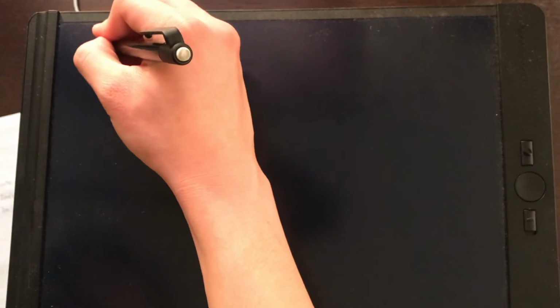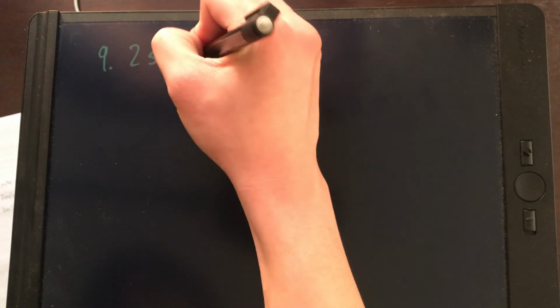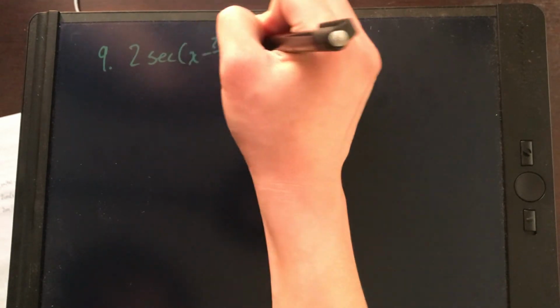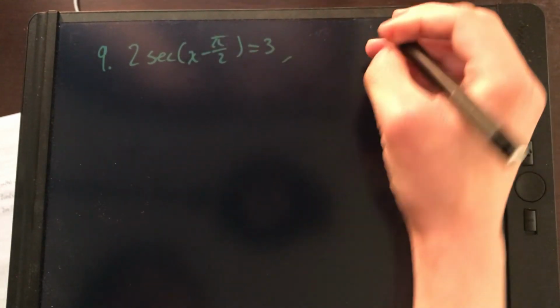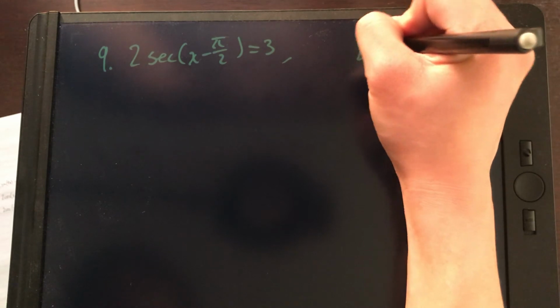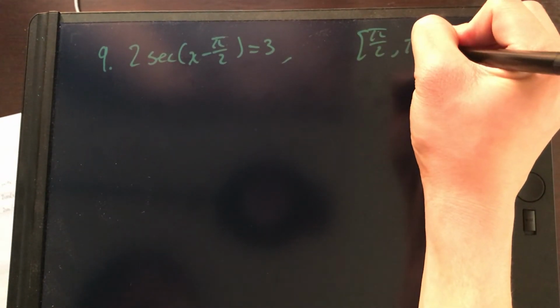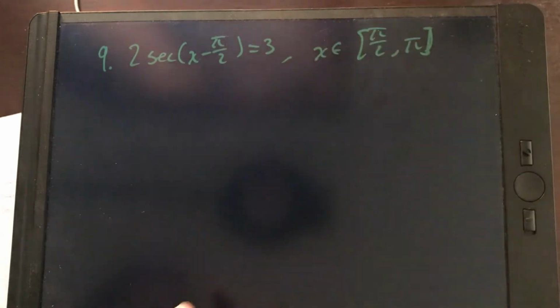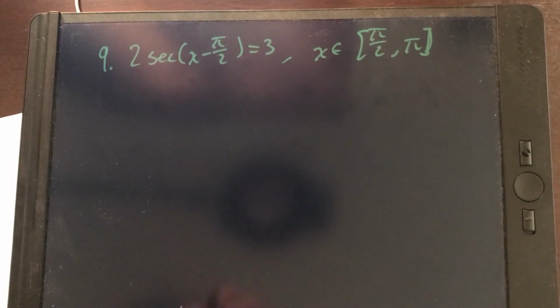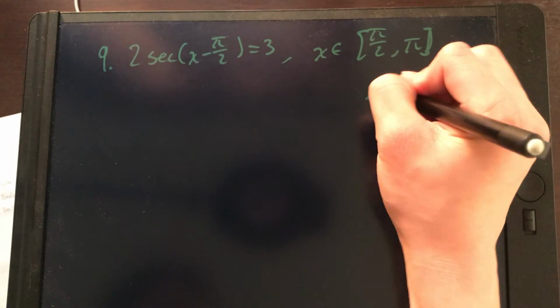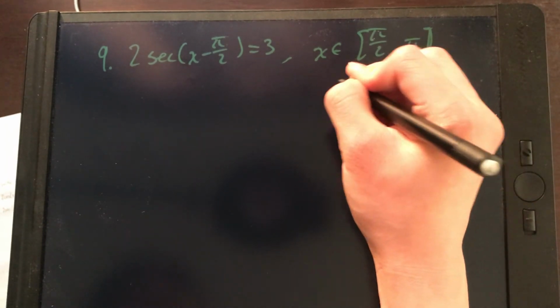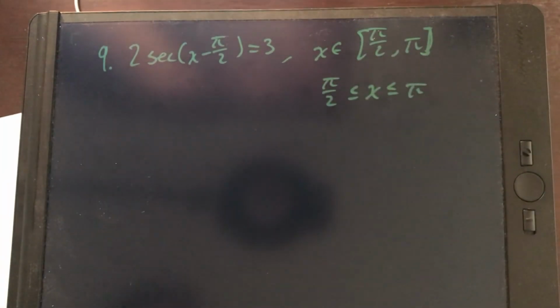Question 9. We are almost at the end here. We have 2 secant of x minus pi over 2 is equal to 3, and we do have a restriction on this one. It's between pi over 2 and pi, written in interval notation, including pi. So x is in the interval from pi over 2 to pi, which really just means x is less than or equal to pi, and greater than pi over 2.